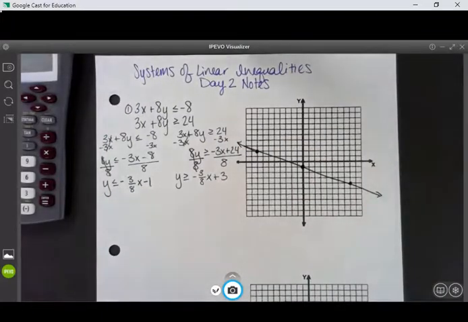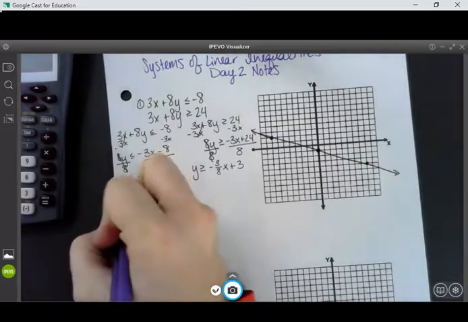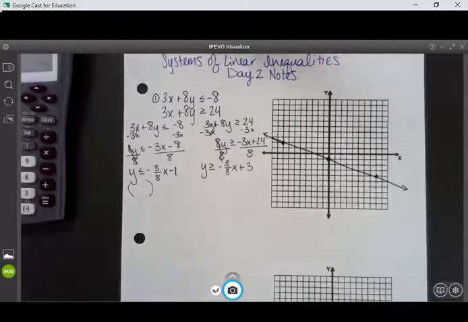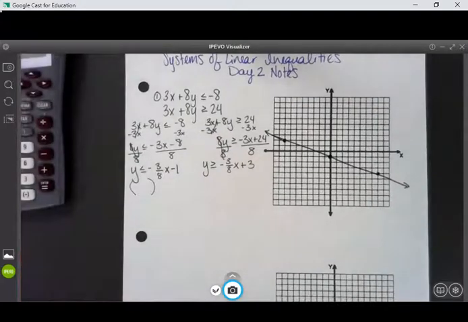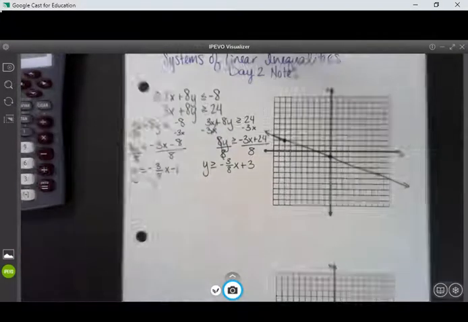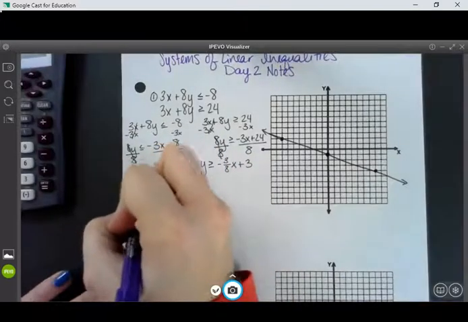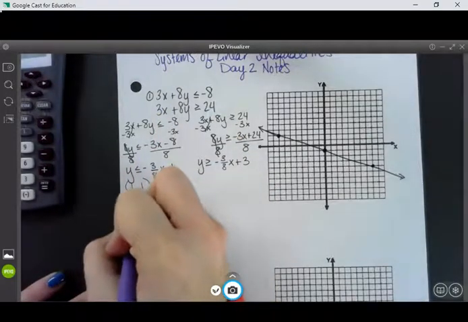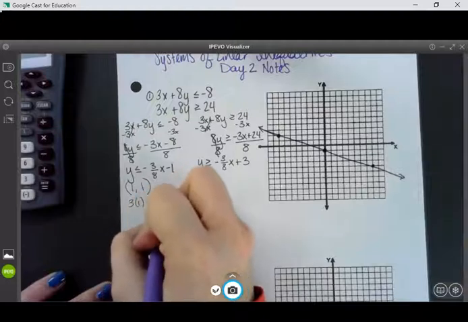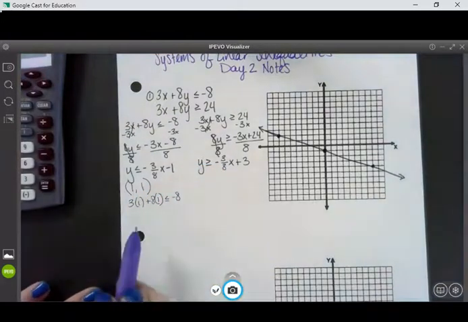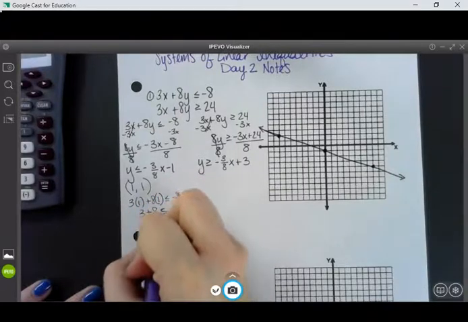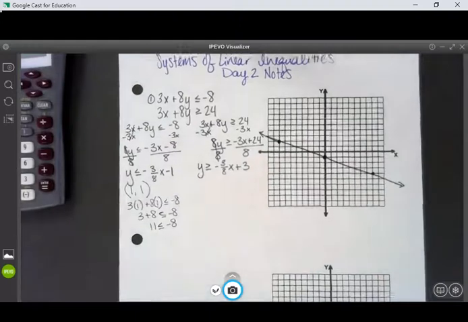All right, so I need to, first of all, state which point I'm using to check it. So let me zoom in a little bit. I'm going to go ahead and use 1, 1, since that's easy math. I always like to use the original problem, so 3 times 1 plus 8 times 1 is less than or equal to negative 8. Guys, you have to show me this part. It is simple math, and I understand that, but I have to see where you're getting your numbers from.